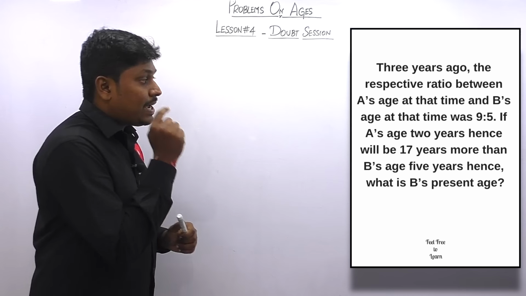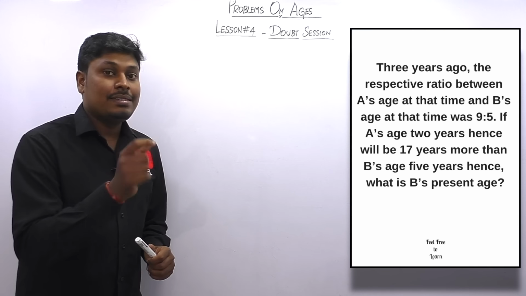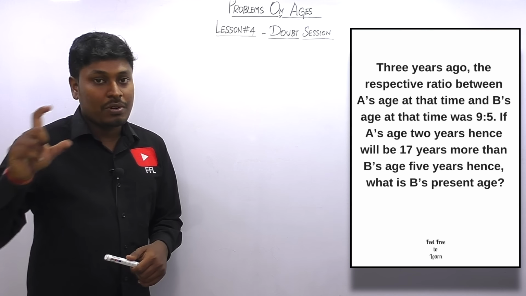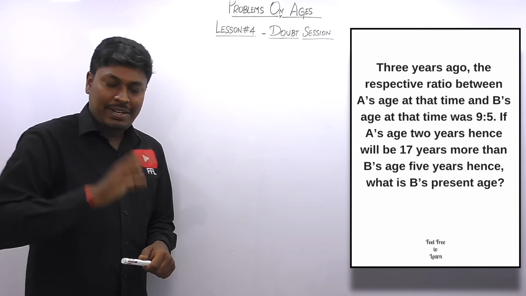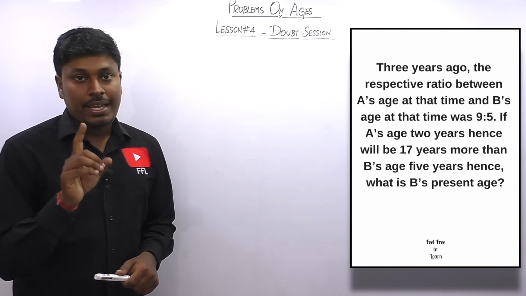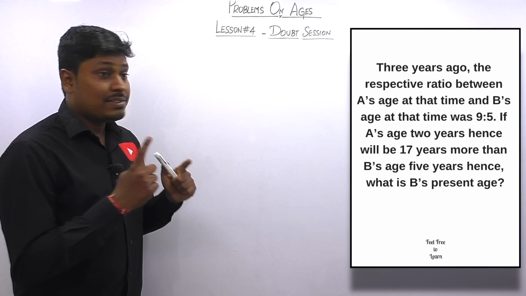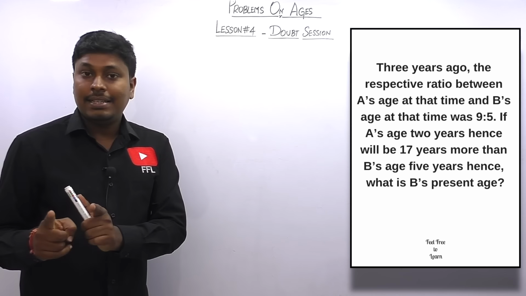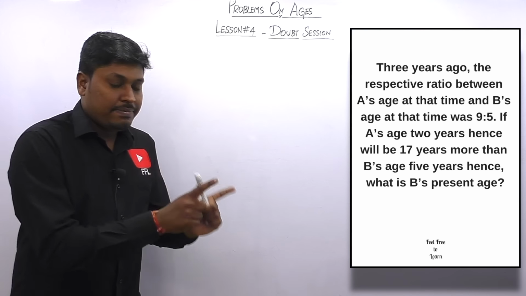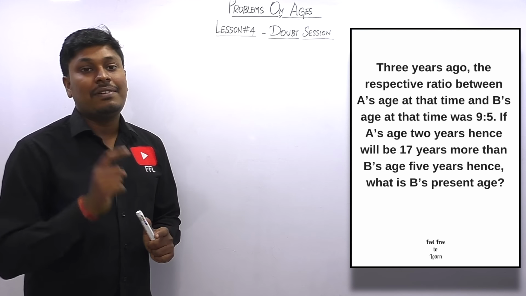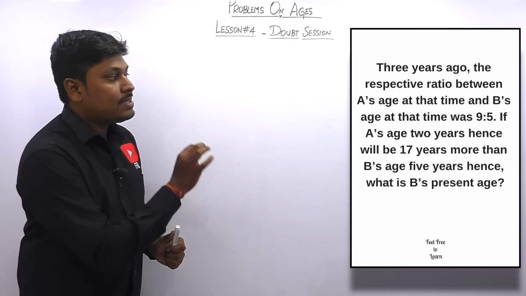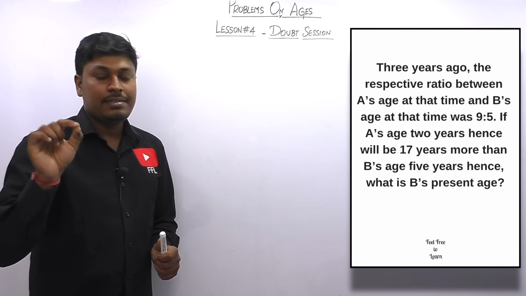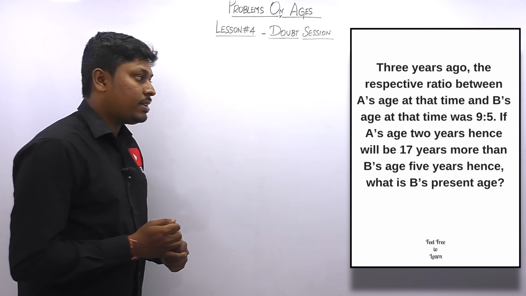So listen carefully. Again, we find there is a comparison between two persons. Age is compared. Listen here: A's age is 17 years more than B's. Just now I told you, every time while solving problems on ages, this concept plays a major role. If one person's age is compared with another person's, the meaning is the difference between both ages will be 17 years. Here A's age is 17 years more than B's age, meaning A minus B is equal to 17. So be careful on that.